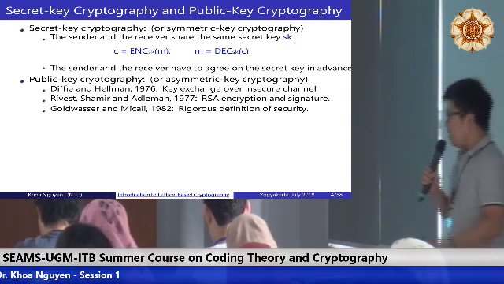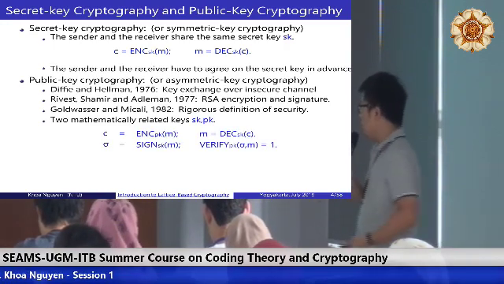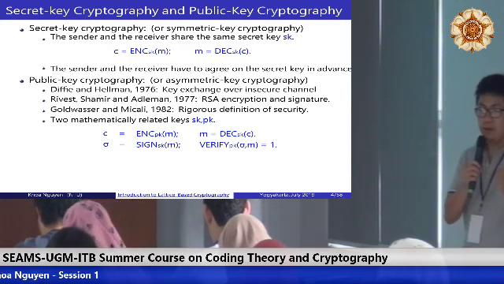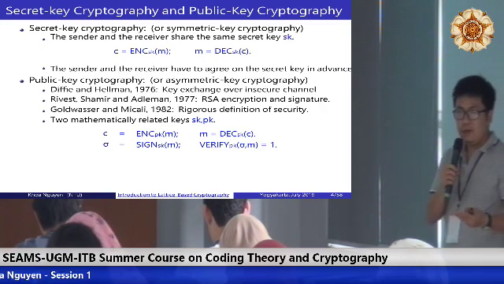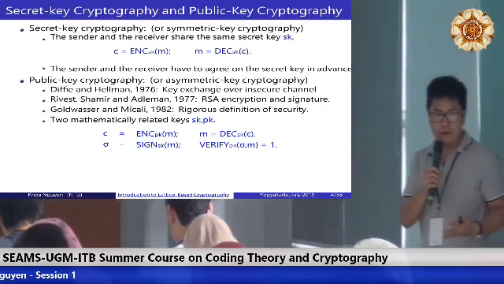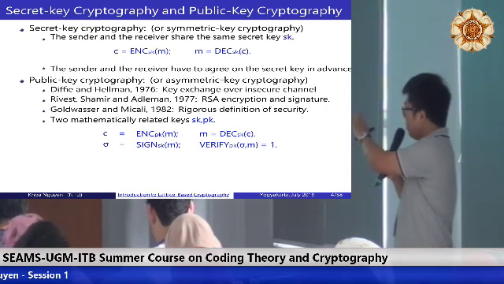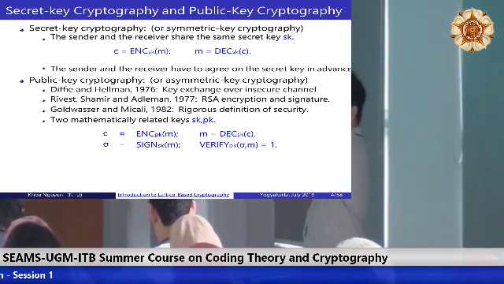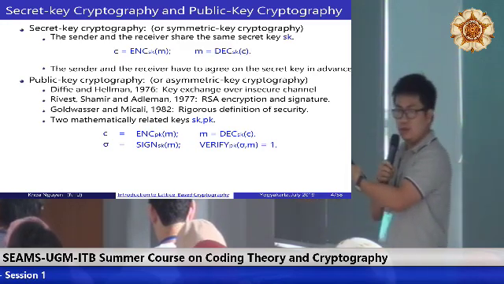Okay, so in public key cryptography, in contrast to secret key crypto, we have two keys, a secret key and a public key, and they are mathematically related to each other. Using these two keys, we can build two basic systems, encryption and digital signatures.